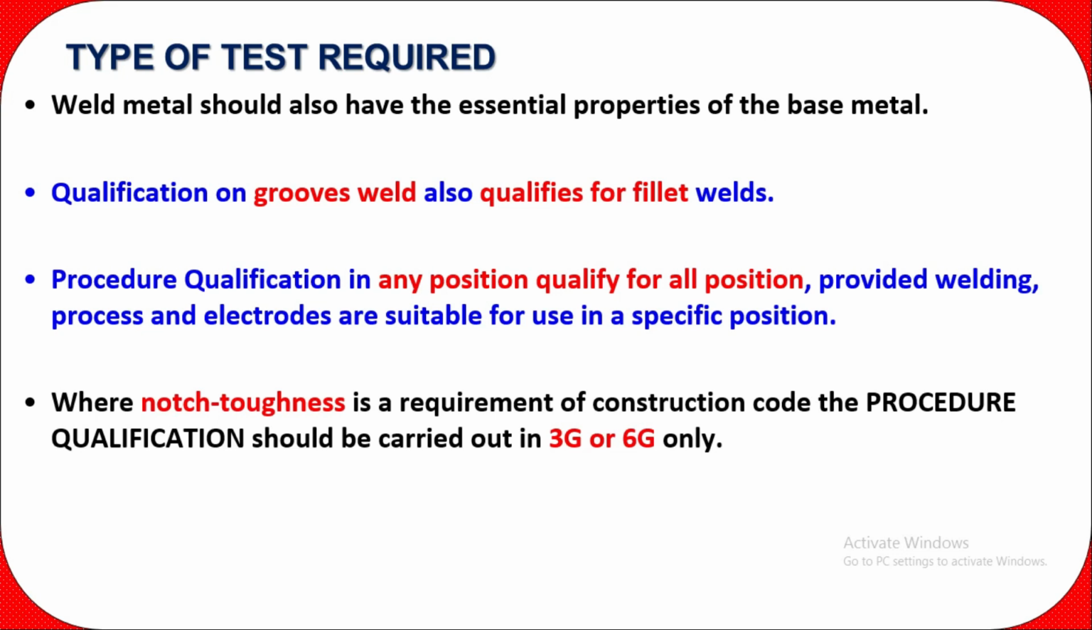Where notch toughness is a requirement of the construction code, the procedure qualification should be carried out in 3G or 6G only. If it is a client requirement, if notch toughness is required, then the procedure qualification must be done in 3G or 6G only. Sometimes the client will tell you that you have to do your qualification in 3G or 6G only.